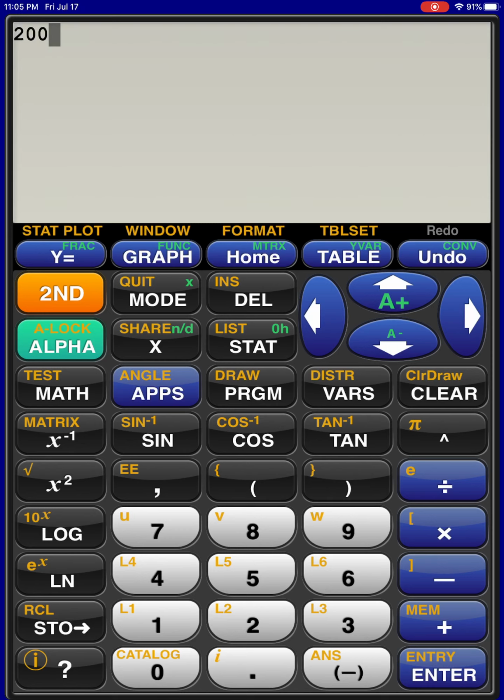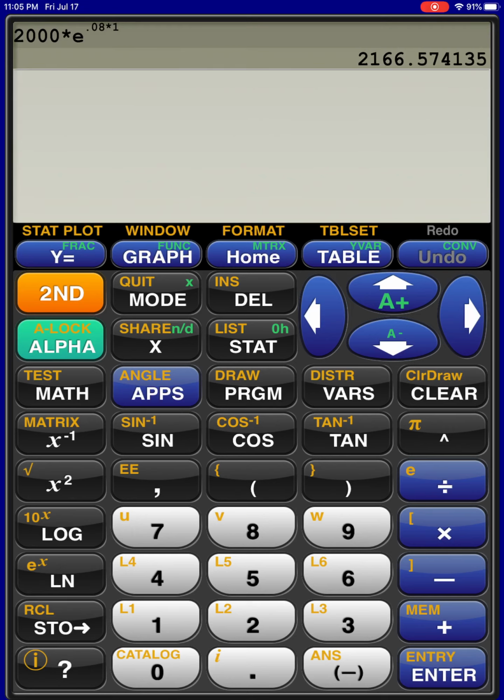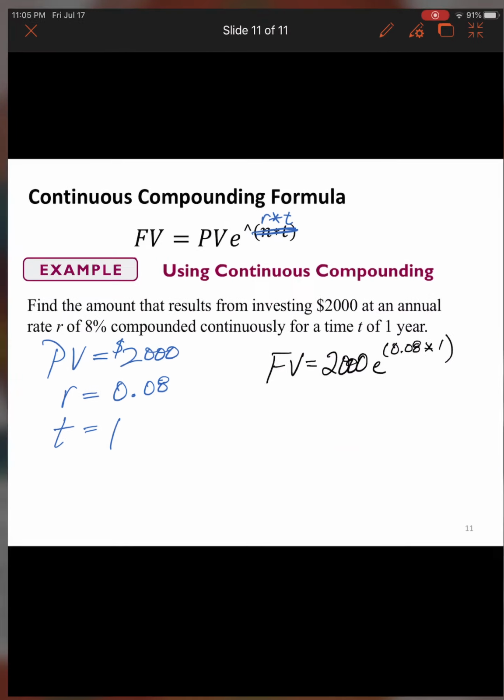So 2,000 times E, and E is located over your division symbol, or you can use the E that's attached to the natural log because it's going to automatically put that one to an exponent. 0.08 times 1. There we go, $2,166.57. That's looking much better.